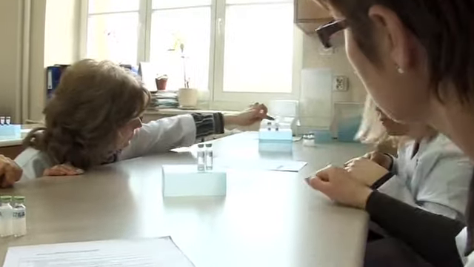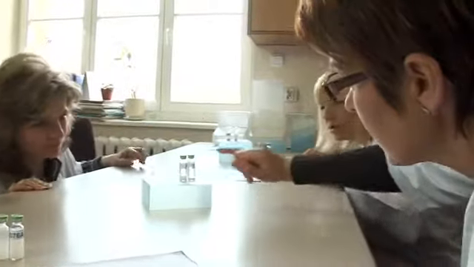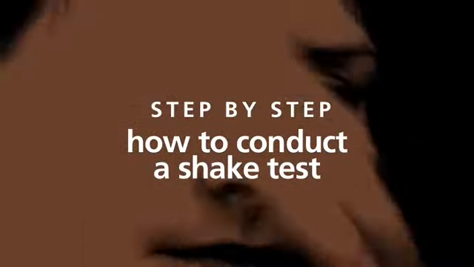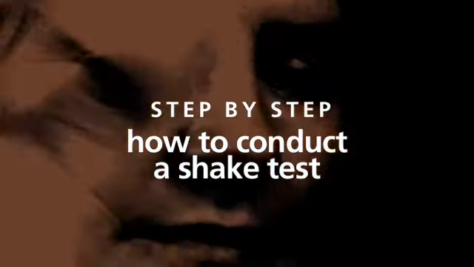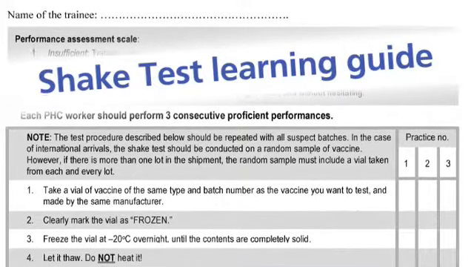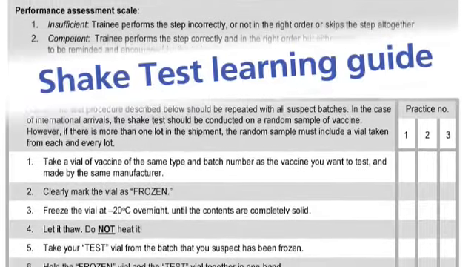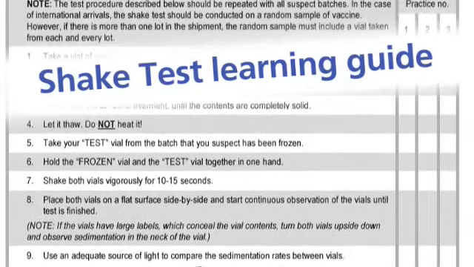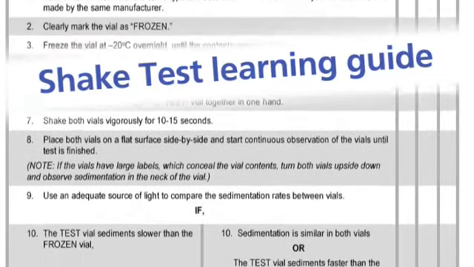The shake test is about observing the sedimentation rate between a suspected vial and a vial that has been purposely frozen and used as a control vial. Step by step, how to conduct a shake test. The WHO has developed a standard shake test learning guide that can also be used as a checklist. The steps described in this guide must be followed thoroughly.